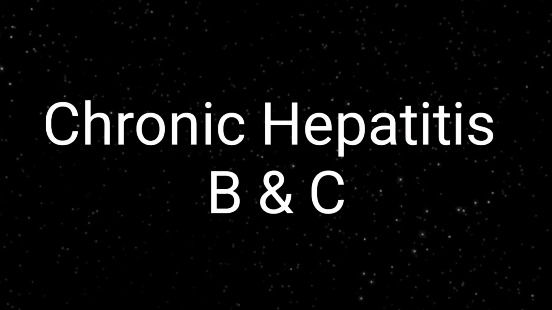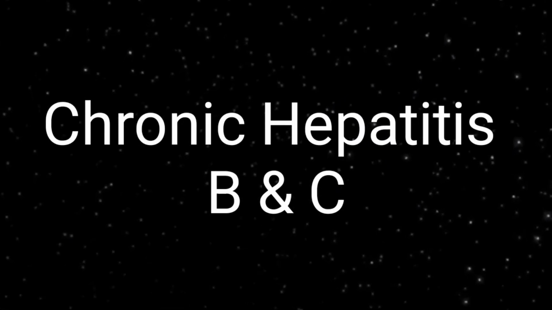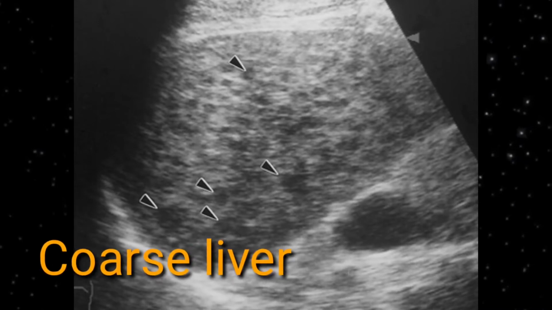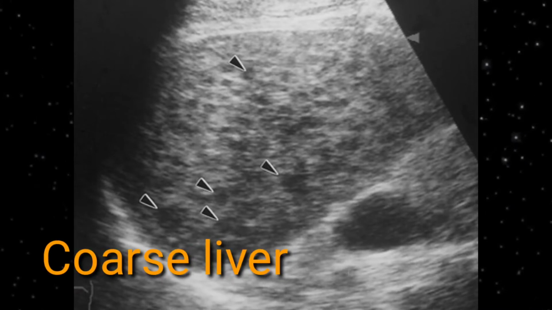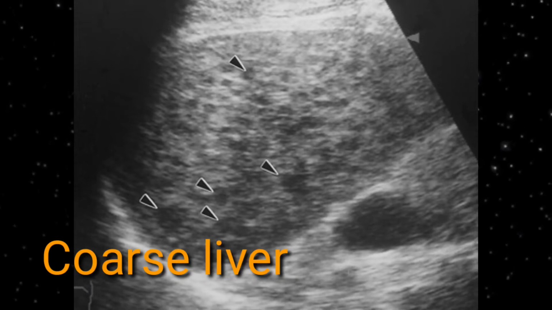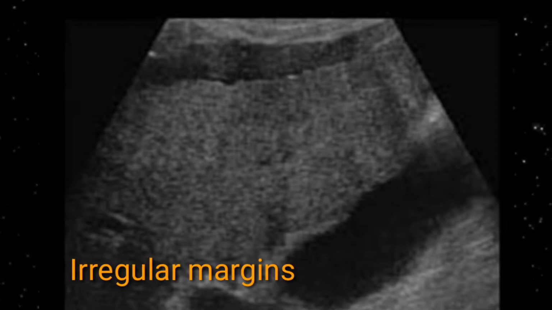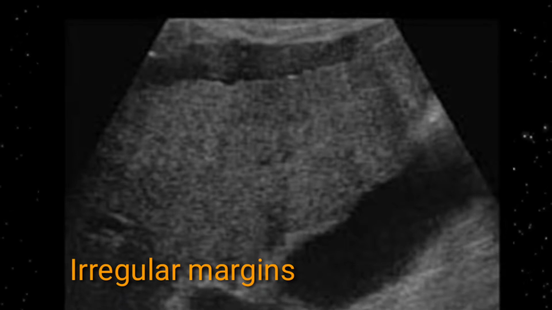Chronic hepatitis is caused by hepatitis B and C, and sometimes it leads to end-stage disease. On ultrasound, the first change would be in the liver parenchyma. The liver parenchyma appears coarse. Here in this slide, you can appreciate coarse parenchyma. In this slide, you can also see coarse parenchyma. Besides the coarseness, there will be irregular margins. So the margin of the liver would become irregular.